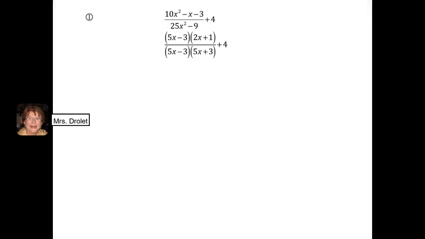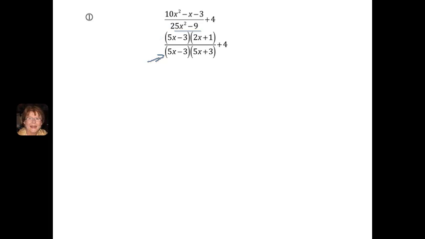The numerator was a decomposition method. Now, I'm not going to go through all of the steps. If you're having difficulty with the steps of decomposition, go back and follow the steps for factoring using the decomposition method. Did you get the factors of 5x minus 3, 2x plus 1? In the denominator, we have the difference of two perfect squares. Did you get 5x minus 3 times 5x plus 3?